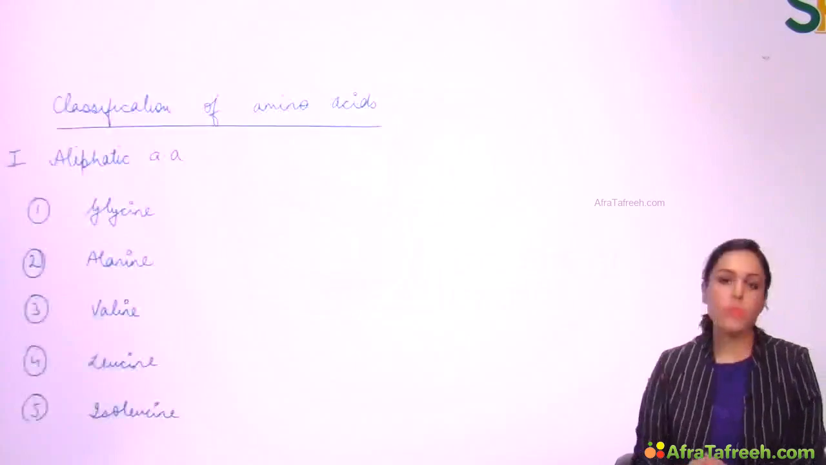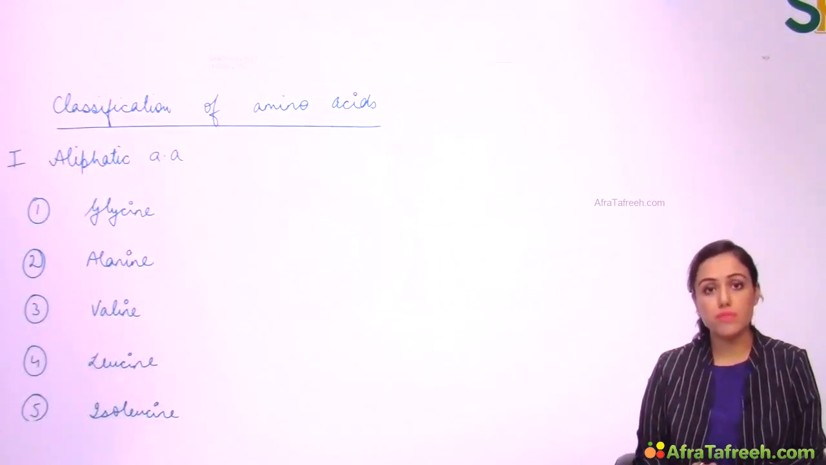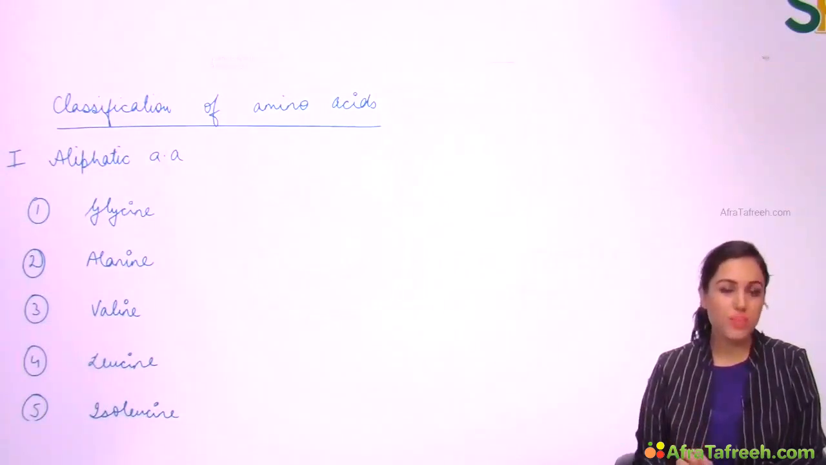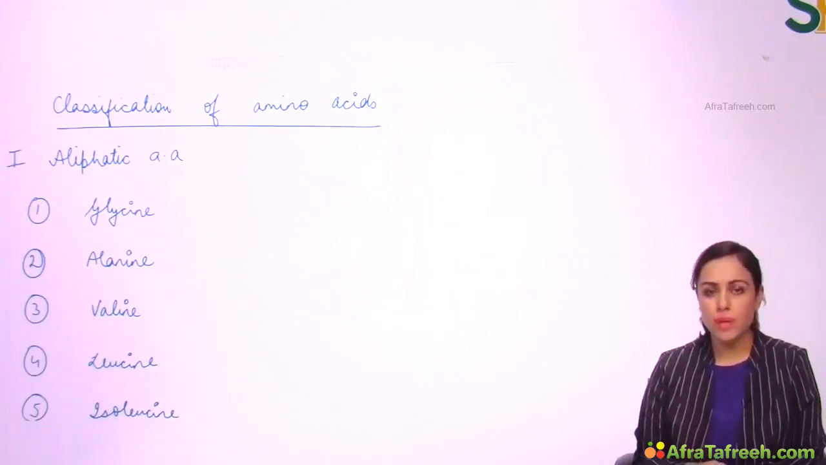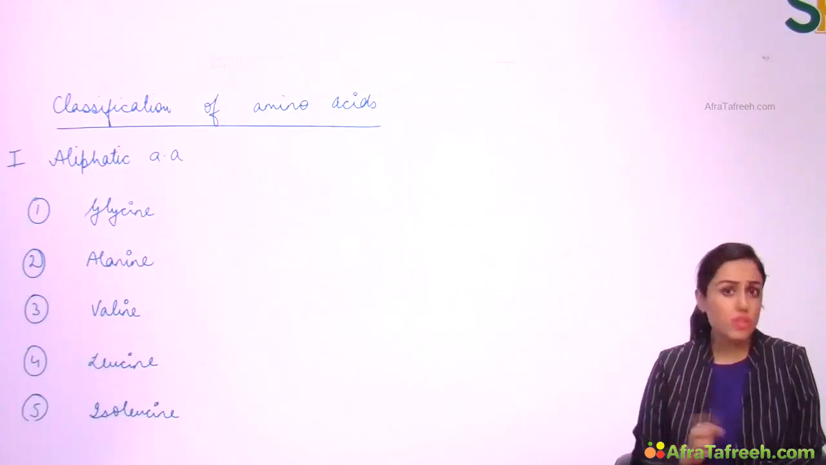So now, in the case of amino acids, we have to do the classification, and here we'll be doing it. First is the classification of amino acids. The first is the aliphatic amino acid category, in which we'll be doing these 5 amino acids: glycine, alanine, valine, leucine, and isoleucine.